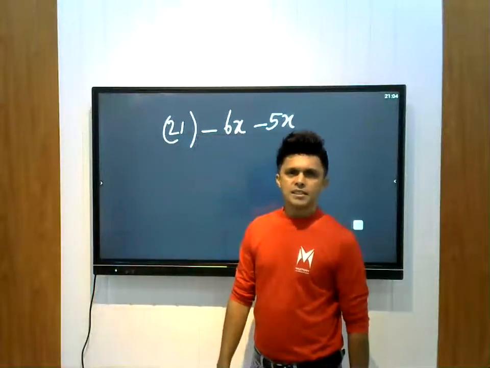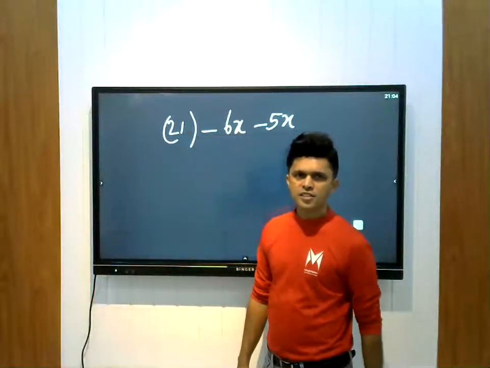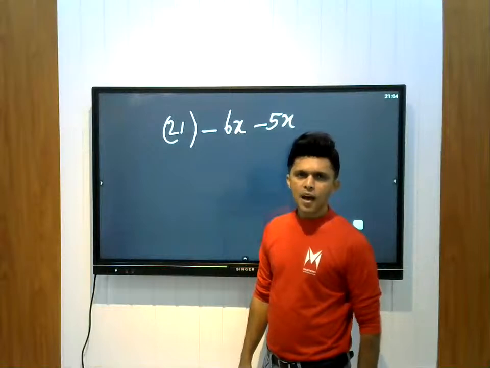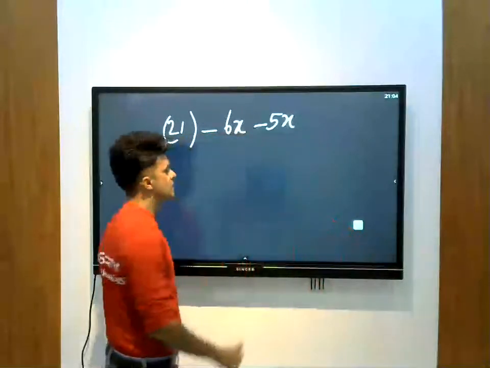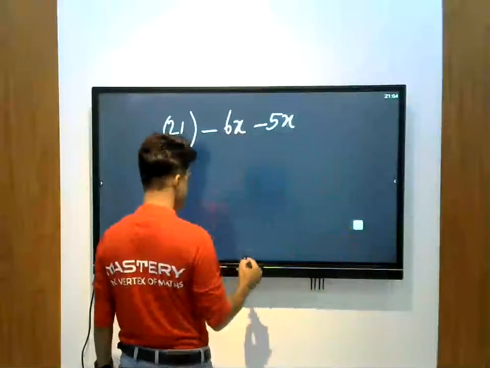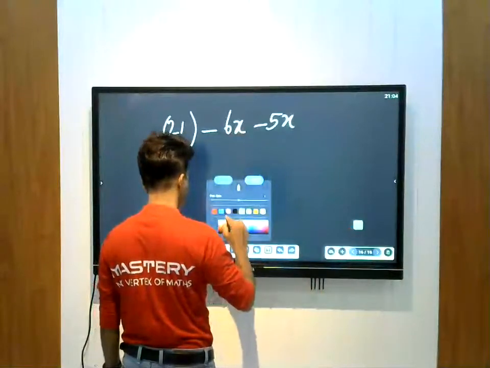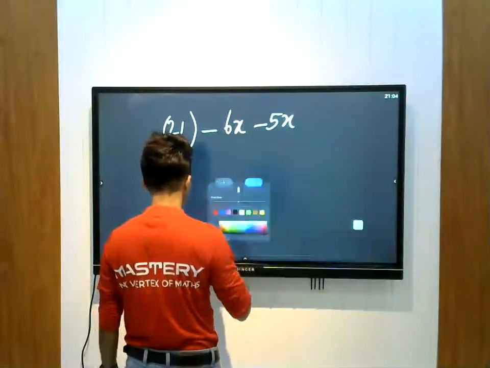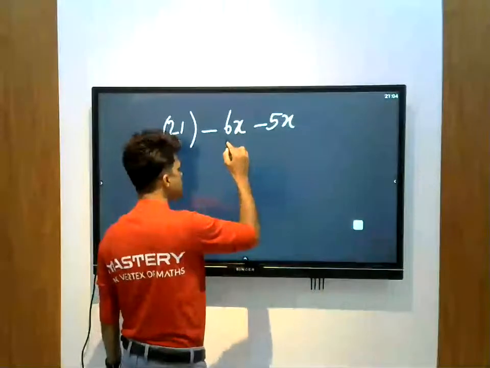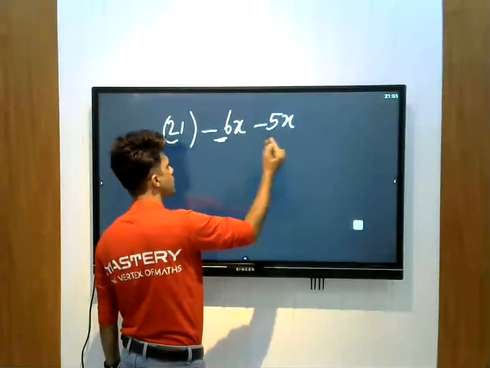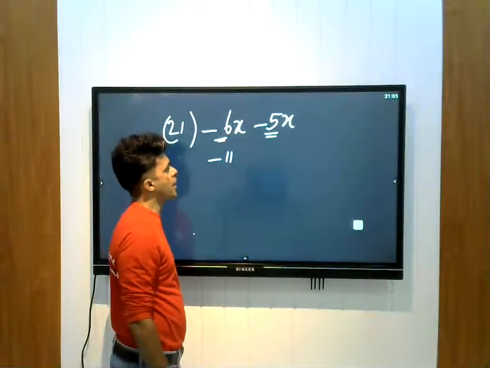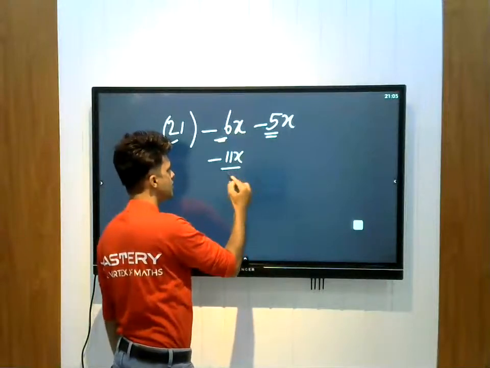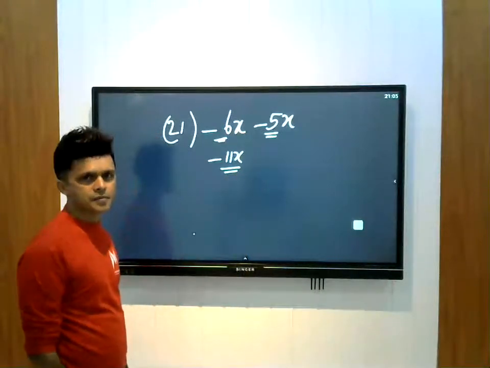What should be the answer? Minus 6x minus 5x. We learned it. Minus 6x minus 5x is minus 11x. Minus 6 minus 5 is minus 11. So minus 6x minus 5x is minus 11x.